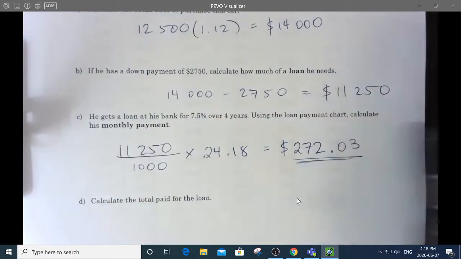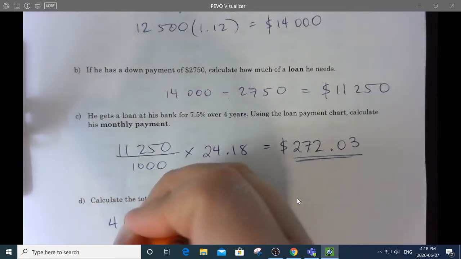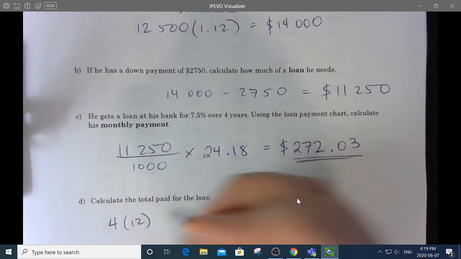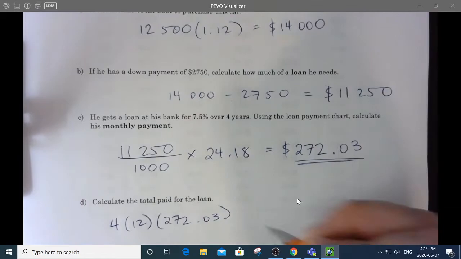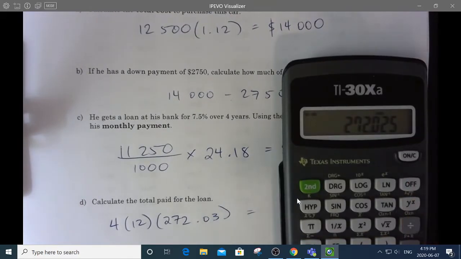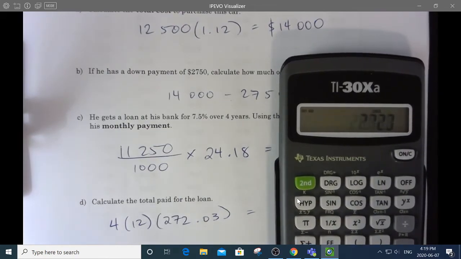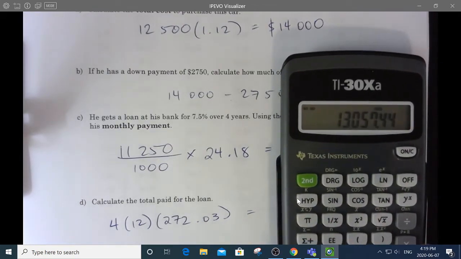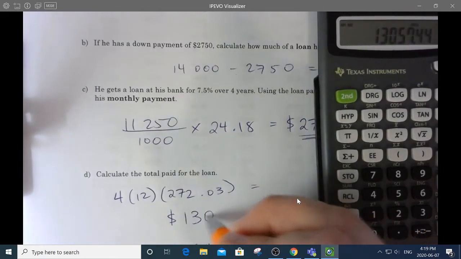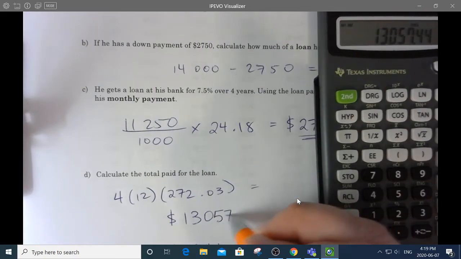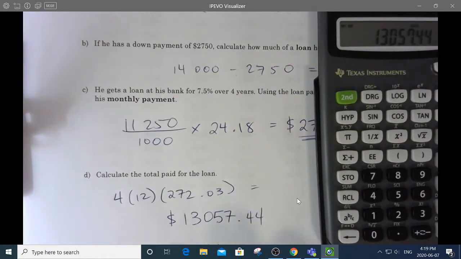$272.03. Okay, so calculate the total paid for the loan. It's a 4-year loan, so 4 years times 12 months in a year times $272.03. So let's see. 4 times 12 times 272.03 is $13,057.44.